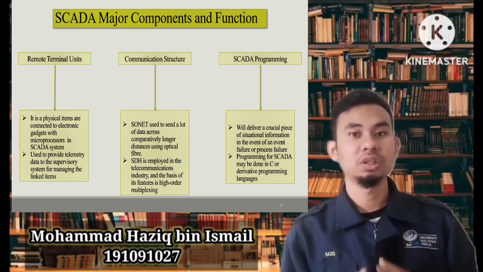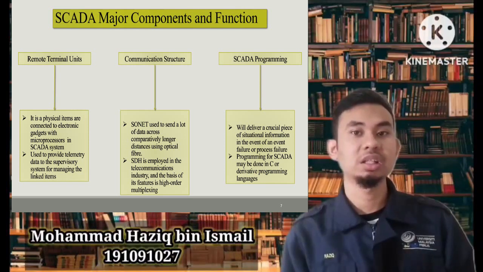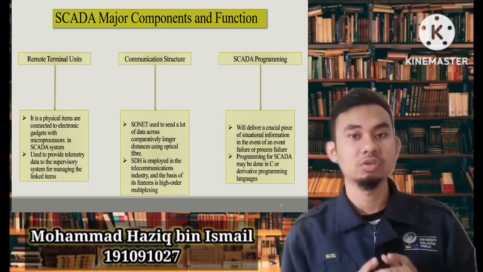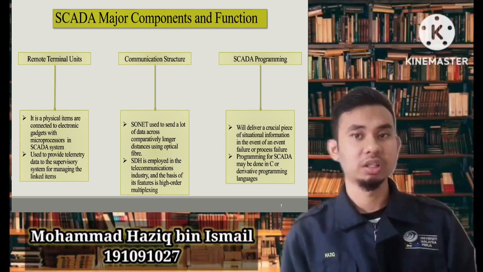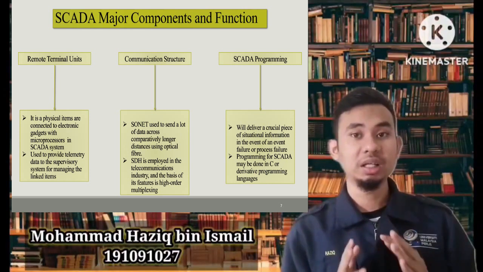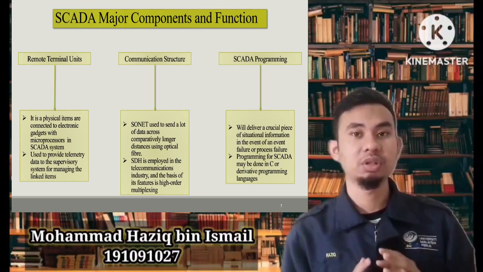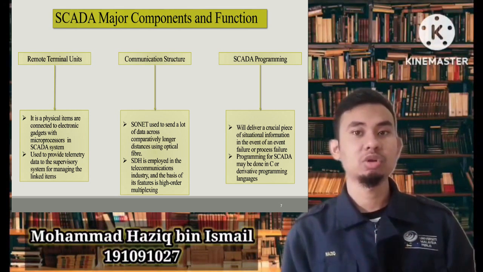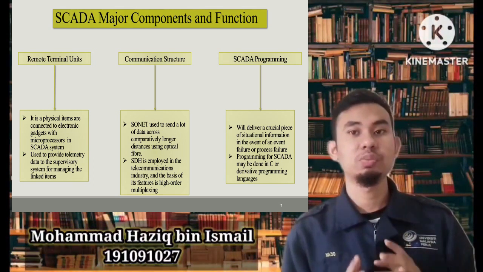Another one is communication structure. There are two terms, synchronous optical network SONET and also synchronous digital hierarchy SDH, which are widely used for major systems like power plants and railroads. The use of SONET is to send a lot of data across comparatively longer distances using optical fiber. From another point of view, SDH is employed in the telecommunication industry and the basis of its feature is high order multiplexing. These two communication protocols provide information only when the supervisory station polls the RTUs.